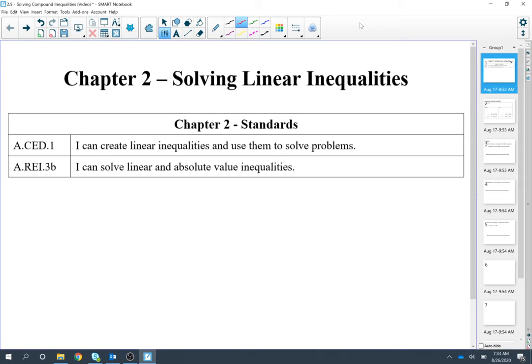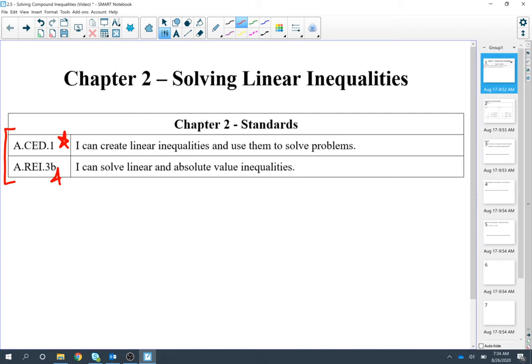Welcome back, everyone. Chapter 2, Solving Linear Inequalities. Just a recap on standards before we get started. We've been working on these two. The first one, I can create linear inequalities and use them to solve problems we've been working on throughout the entire chapter. That's usually your word problems where you have to write the linear inequality.